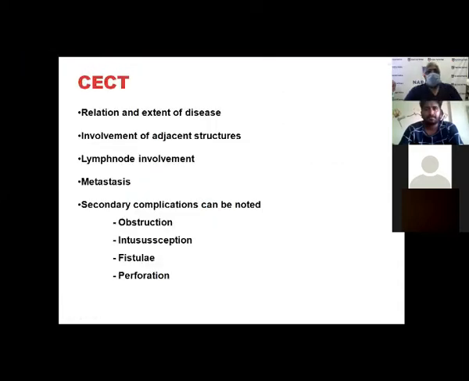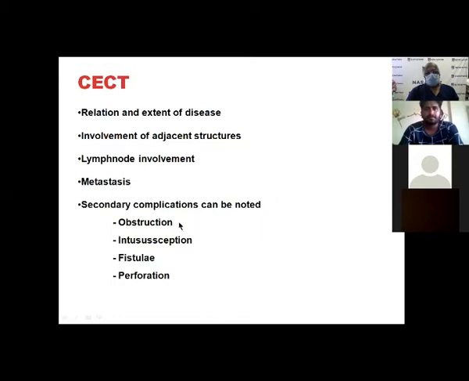CECT shows the relation and the extent of the disease to the nearby organs, and the involvement of the adjacent organs can be made out. Lymph nodal involvement, both the epicolic, paracolic, first and sentinel nodes, everything can be made out. Metastasis can be made out very easily in the lung.